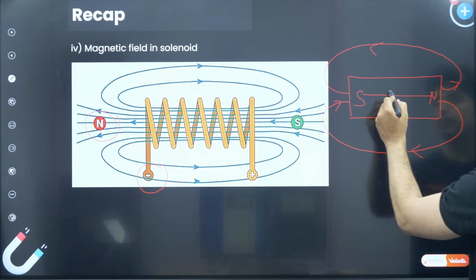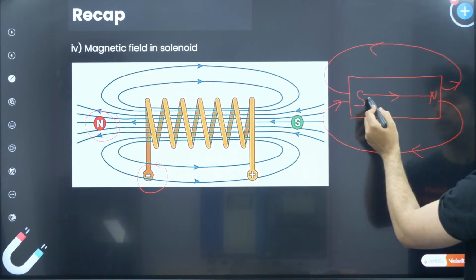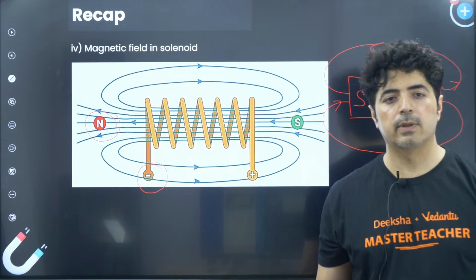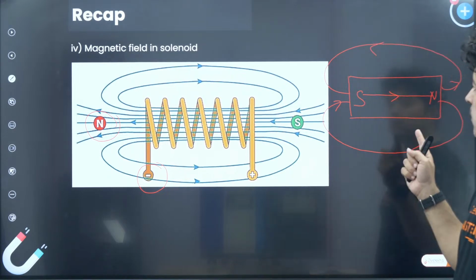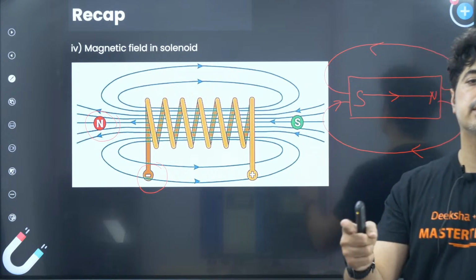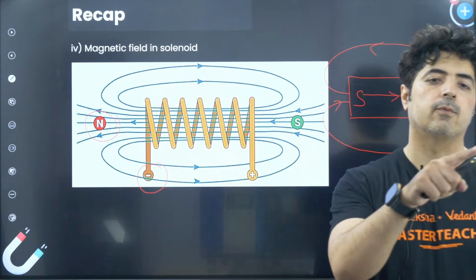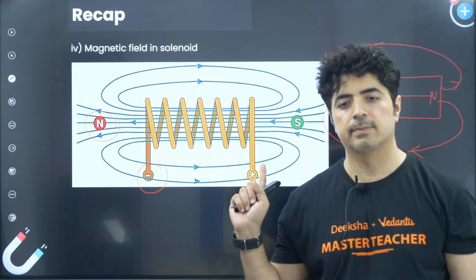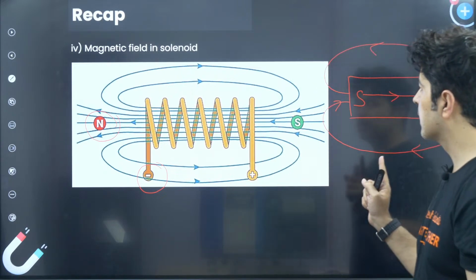So inside this bar magnet, the magnetic field direction will be south to north. I hope it's absolutely clear. For those who are not clear on this, please go back and watch my first video. There I have covered this in quite some depth. All right, so let's go further.